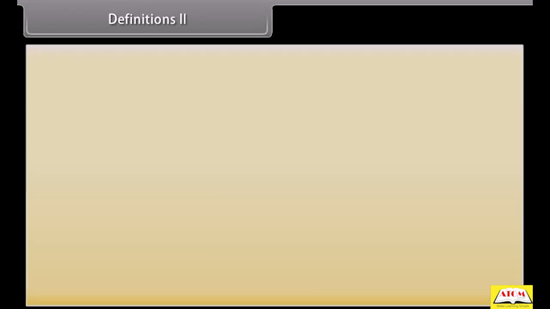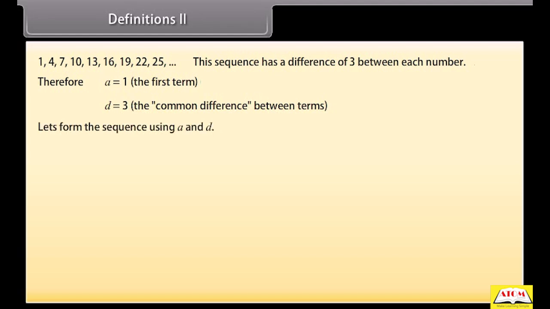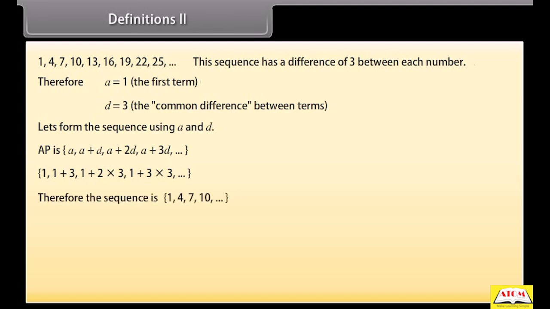Definitions 2. Look at this example now. We can see that this sequence has a difference of 3 between each number. Therefore, a is equal to 1, the first term, and d is equal to 3, the common difference between terms. Let's form the sequence using a and d. We know AP is a, a plus d, a plus 2d, a plus 3d, and so on. Substituting the values of a and d, we get 1, 1 plus 3, 1 plus 2 into 3, 1 plus 3 into 3, and so on, which gives the sequence 1, 4, 7, 10, and so on.